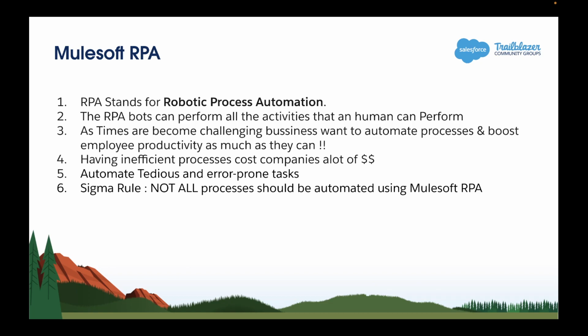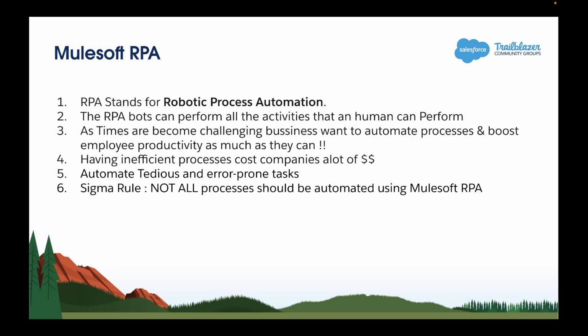Now, as times become challenging, businesses want to automate processes and boost employee productivity as much as they can. If you remember, I had mentioned that these companies operate on very thin margins in the current scenario. Why? Because there are so many competitors available. If you offer a product for 10 rupees, I would offer the same product for 8 rupees, right? So in that 8 rupees, I have to manage the company operations, give salaries to my employees, but I also have to maintain a profit for my company to operate, right?